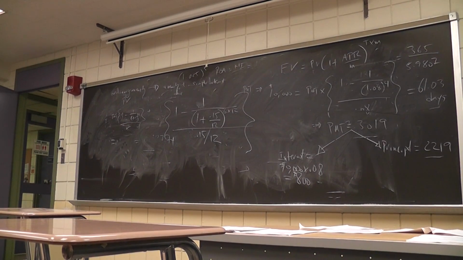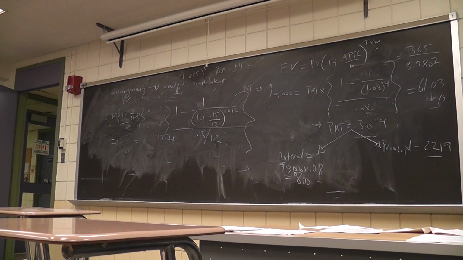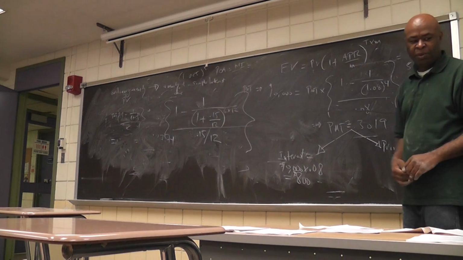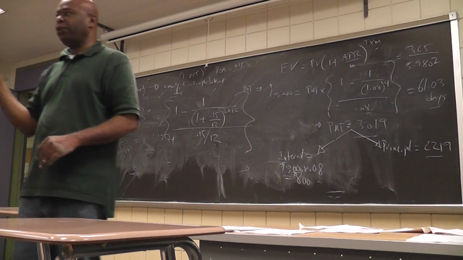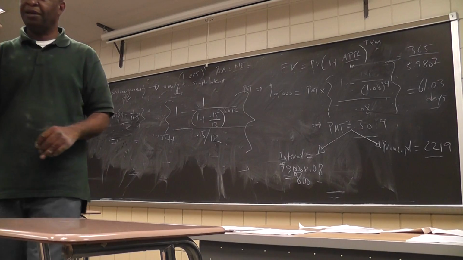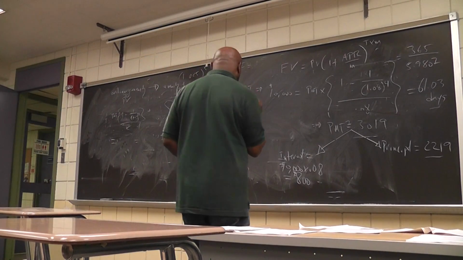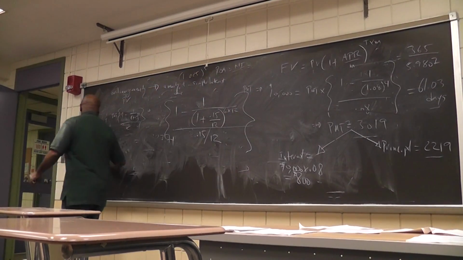Next one. Find the future value of the following cash flow stream if the appropriate discount rate is 8%. Now here, when we say future value, it's going to be the value as of the terminal year. What is the terminal year here? 5.